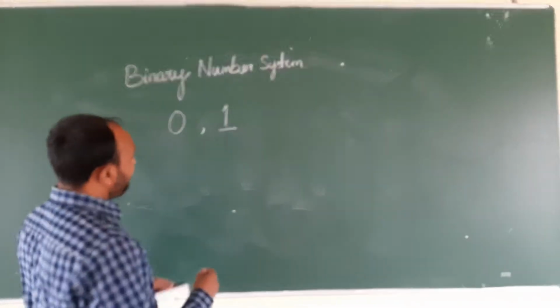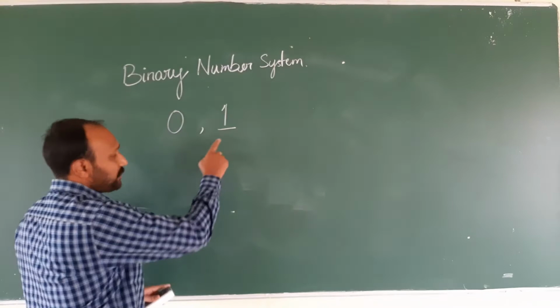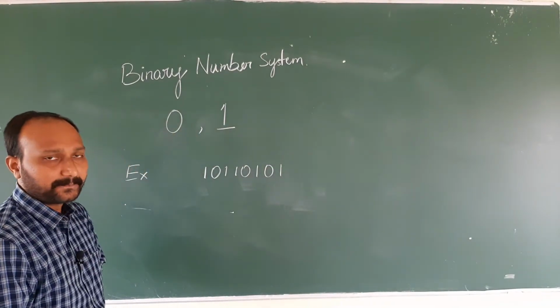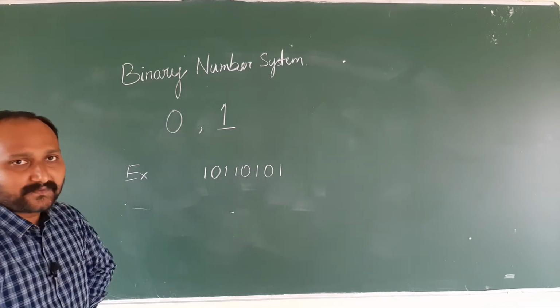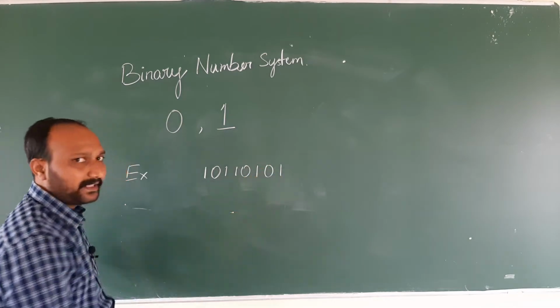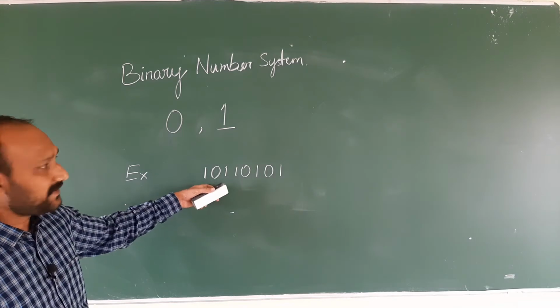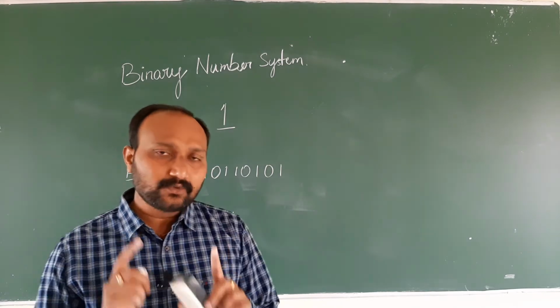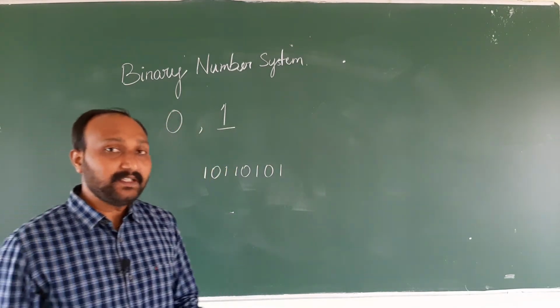What is the base of the binary number system? Since we will be using only 2 numbers in the binary number system, the base or radix of the binary number system is 2. Let me consider an example of a binary number: 10110101. Here we are using a sequence of zeros and 1. It will be representing a particular number or an alphabet, but it is a binary number. The number system uses only 2 symbols, which is why the base is 2.